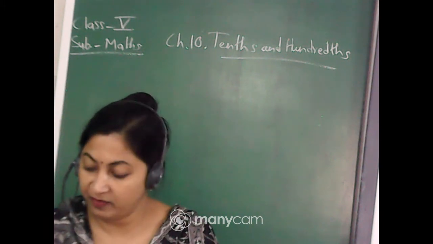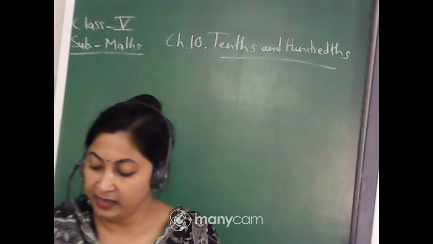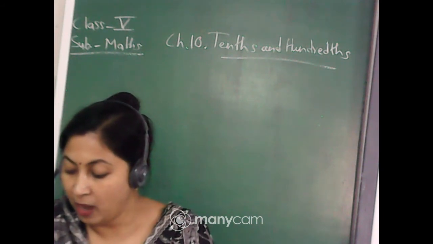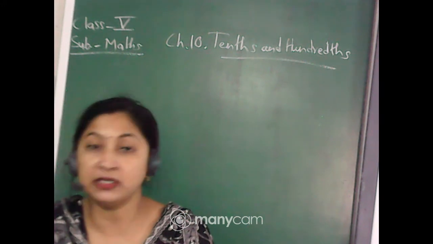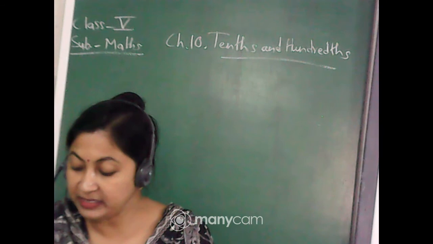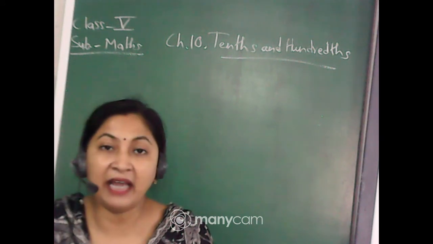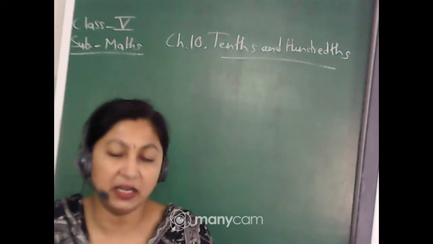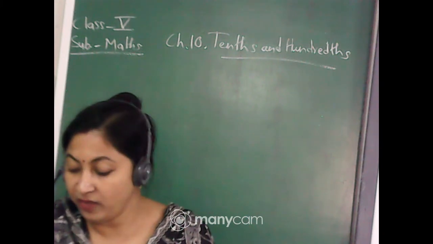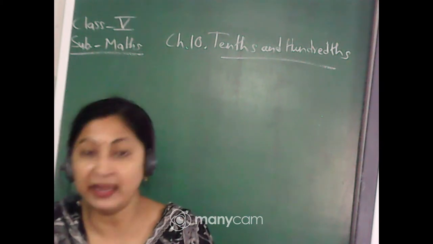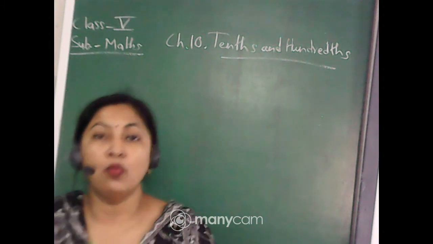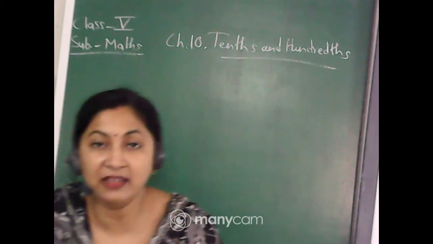Question number 5 is, an egg costs 2.5 rupees. How much will 1.5 dozen cost? That means the cost of one egg is given, 2 rupees and 50 paise. 2.5, the half means 50 paise, isn't it? You have to find out the cost of 1.5 dozen, that means the cost of 1.5 dozen eggs.